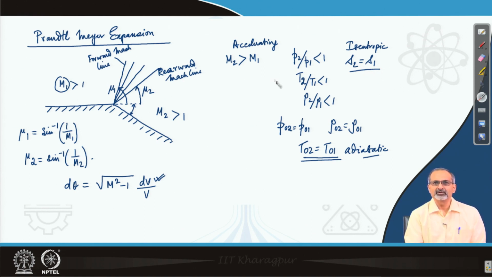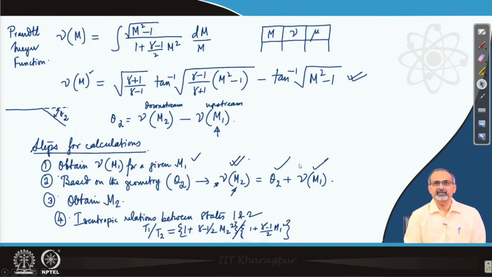The pressure in region 2 is lower, temperature lower, density lower, the stagnation pressures and densities are identical, and because there is no heat transfer, it is adiabatic. So, these are important relations one needs to remember when dealing with Prandtl-Meyer expansion.